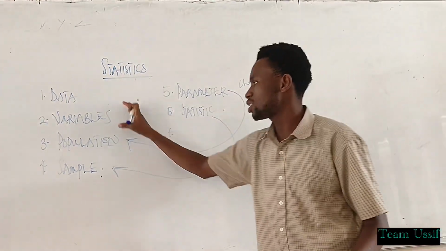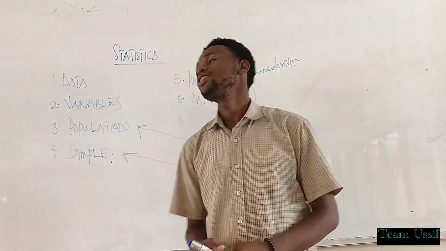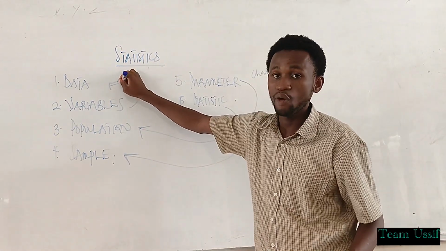Okay, so let's come to the variables. When you go and collect data, they are raw facts and figures, right? So the variable is the characteristic nature of the data.